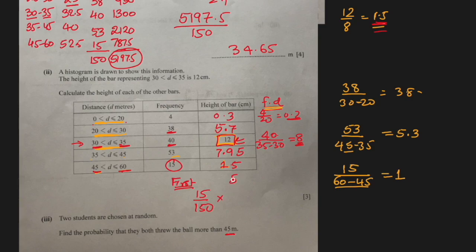Multiply by the second boy now. Since one boy has gone out of the counting, we are left with 149. And out of the 15 also, one boy is already chosen in the first attempt. Then we've got the probability of that one. This will be the total probability of two boys both threw the ball more than 45 meters. So let me use my calculator.